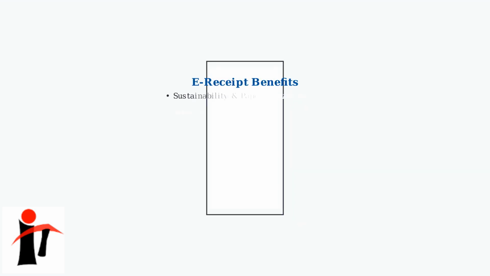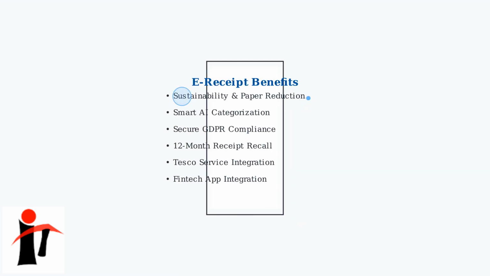Tesco's e-receipt system offers several advantages. It supports sustainability by reducing paper waste. As of 2025, Tesco e-receipts have reduced paper usage by an estimated 20% in stores. Smart receipts categorize your purchases like groceries and household items using AI-driven tagging for better spending insights.